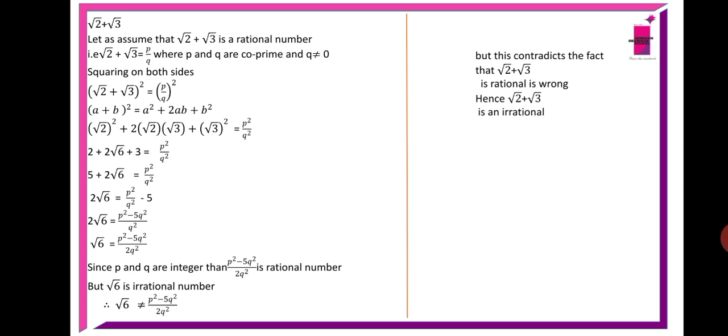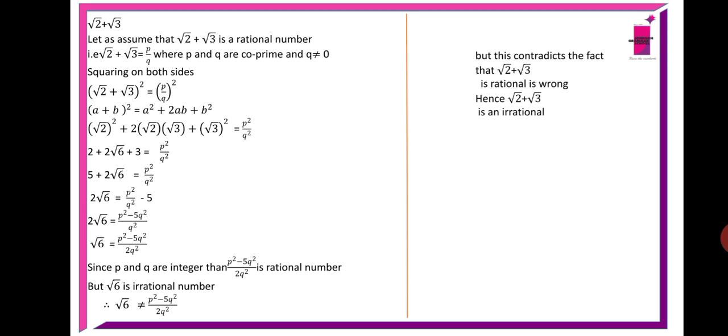One more I have taken, sum of two surds. Root 2 plus root 3, show that it is irrational. Here we are assuming it is a rational number. So root 2 plus root 3 will be equal to p by q, where p and q are co-primes. Now we are going to square on both sides. We get, after simplifying, 2 root 6 equal to p square by q square minus 5. Or, root 6 equal to p square minus 5q square by 2q square after simplifying.